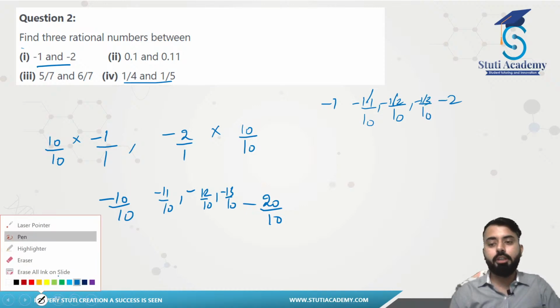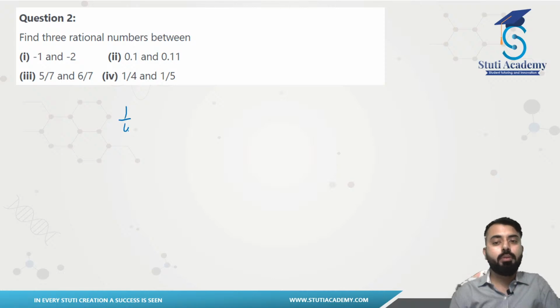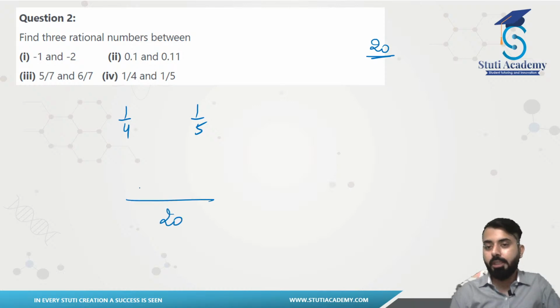Now for the fourth part, you have 1 by 4 and 1 by 5. Firstly, make the denominator the same. For that, I will take the LCM. The LCM of 4 and 5 will be 20. So it will be 20 here, and you will have a 5 and a 4, right?